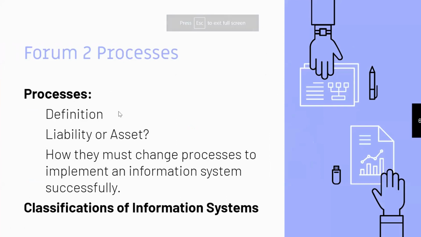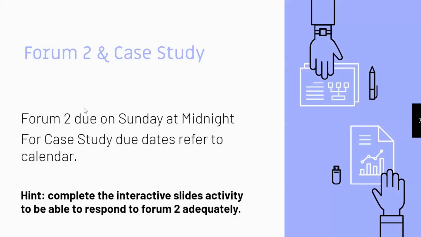You start with defining the terms. You look at your liabilities, your assets. You speak about what would be assets, what would be liabilities, or the system in and of itself. How must they change processes to implement that information system successfully, the system that you are proposing as a consultant? And what classification of information system is this? Tonight, we'll be looking briefly at just a few classifications of information systems in class.